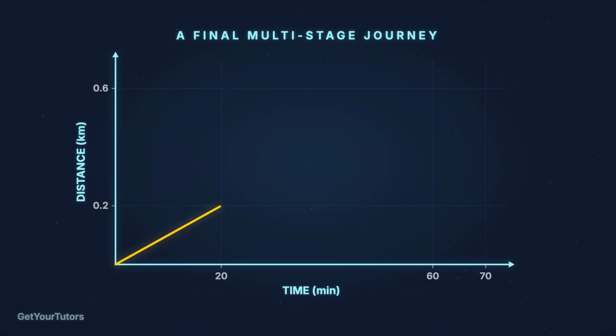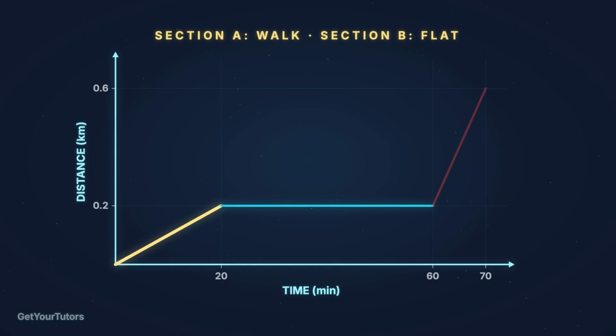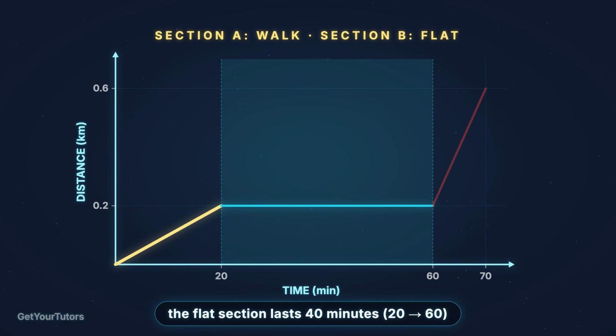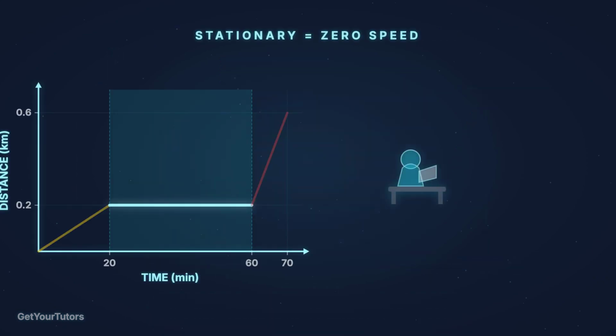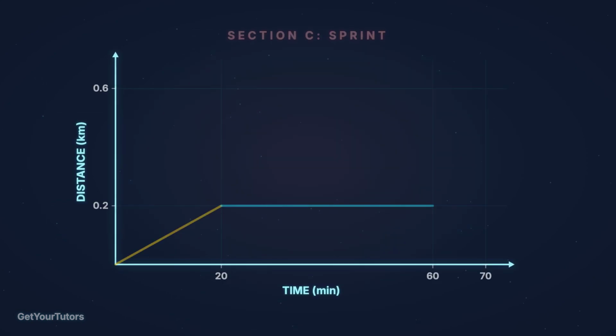Let us lock these concepts into your brain with a final multi-stage journey. A student walks to the park to read books. The first diagonal section shows a constant walking speed. Then, the line flatlines perfectly horizontally for exactly 40 continuous minutes on the x-axis. This flat section means the student is sitting absolutely stationary on a park bench, completely lost in their book, traveling 0 meters per second.